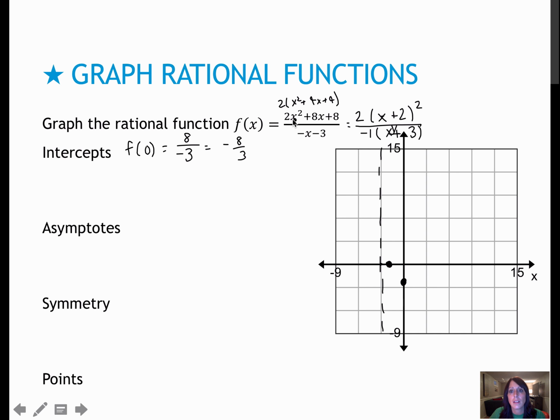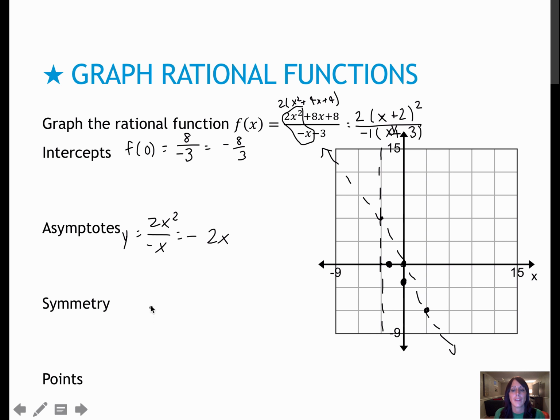Looking at this original one, the degree on top is 1 greater than the degree on the bottom. So if I looked at 2x squared over negative x, that would reduce to negative 2x. This is actually a slant asymptote. So negative 2x means it starts here and goes down 2 over 1, or up 2 to the left 1. So this slant asymptote is going to look like this. This will be fun. We've not done one of these before.